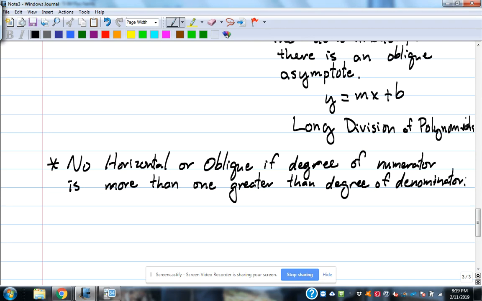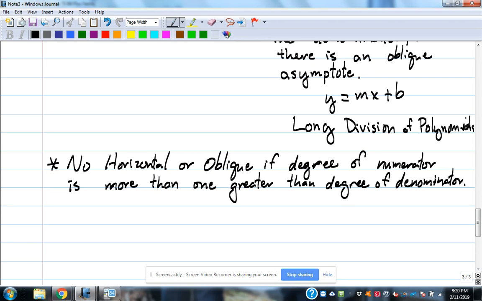So it's possible that you don't have a horizontal or an oblique. If the numerator had a degree of 4 and the denominator had a degree of 2, then you don't have a horizontal, you don't have an oblique. Okay? You just have vertical asymptotes. It's possible to not have horizontals and obliques. Verticals you're going to have. If there's x's in the denominator when you simplify, you're going to have verticals. Okay? Obliques and horizontals only occur under certain rules, and you've got to know those rules.